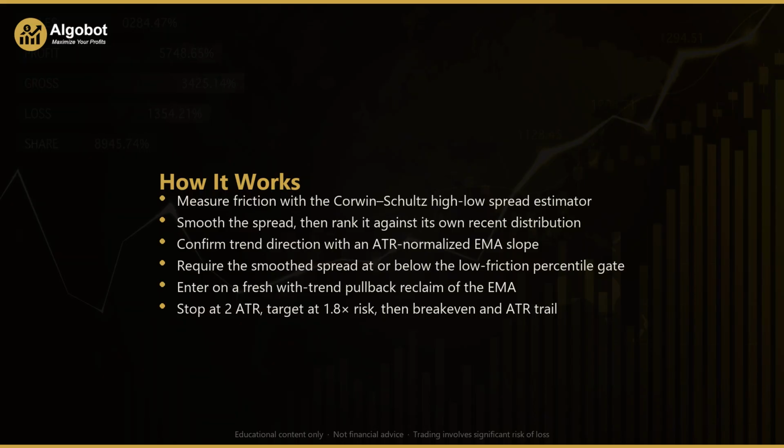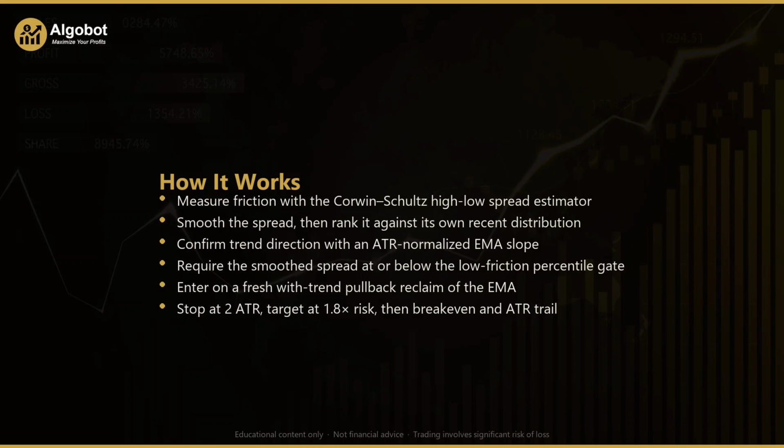With a confirmed trend and a low-friction regime, the strategy waits for a specific entry condition, a fresh pullback reclaim of the moving average. For a long, the previous candle must close below the EMA, and the current candle must close back above it. Price dipped, then reclaimed. For a short, it is the mirror image, the previous close above the EMA and the current close below it. When all conditions align, the strategy opens a single position.